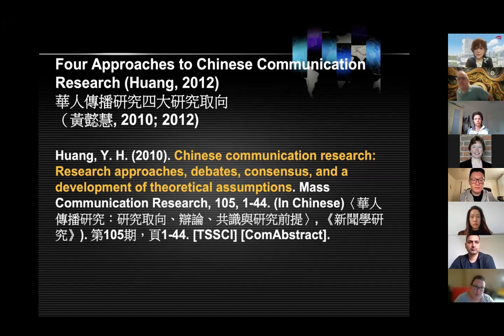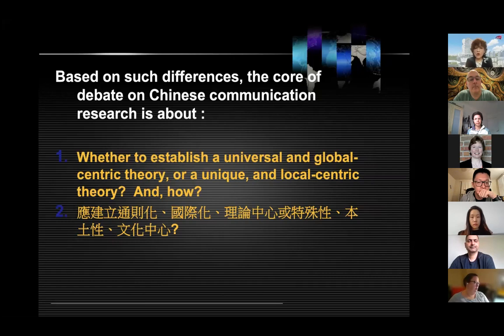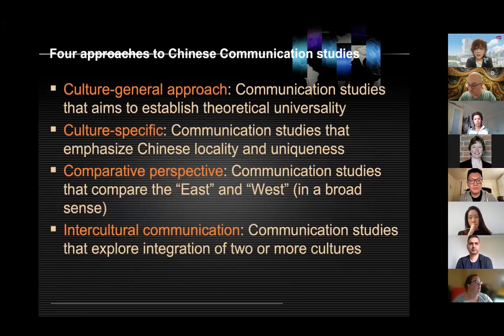Let me summarize that the core of the debate on Chinese communication research is about whether to establish a universal or global-centric theory, or a unique local-centric theory, and how. To address this question, I identified four approaches in the existing literature to Chinese communication studies, and that could shed light when I theorize the so-called Chinese theories of public relations and strategic communication. So the four approaches can be identified as follows.